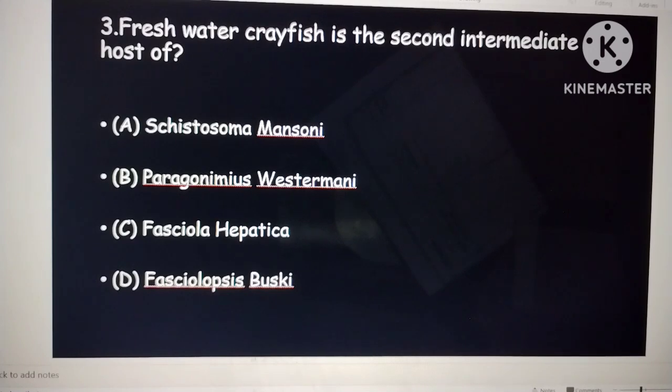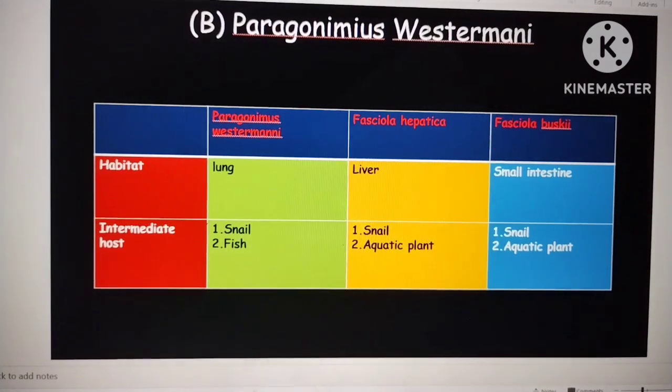So coming to the next question: freshwater crayfish is a second intermediate host of Schistosoma mansoni, Paragonimus westermani, Fasciola hepatica and Fasciola buski. So the answer here is B, Paragonimus westermani.